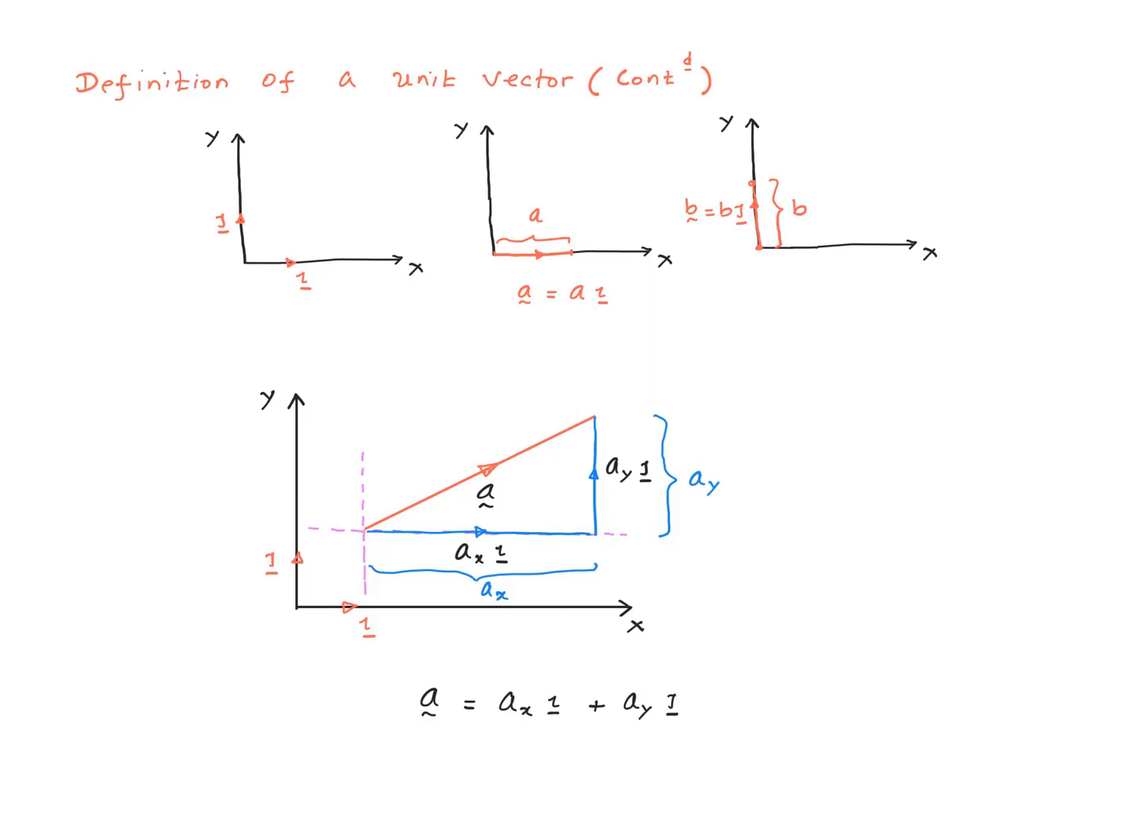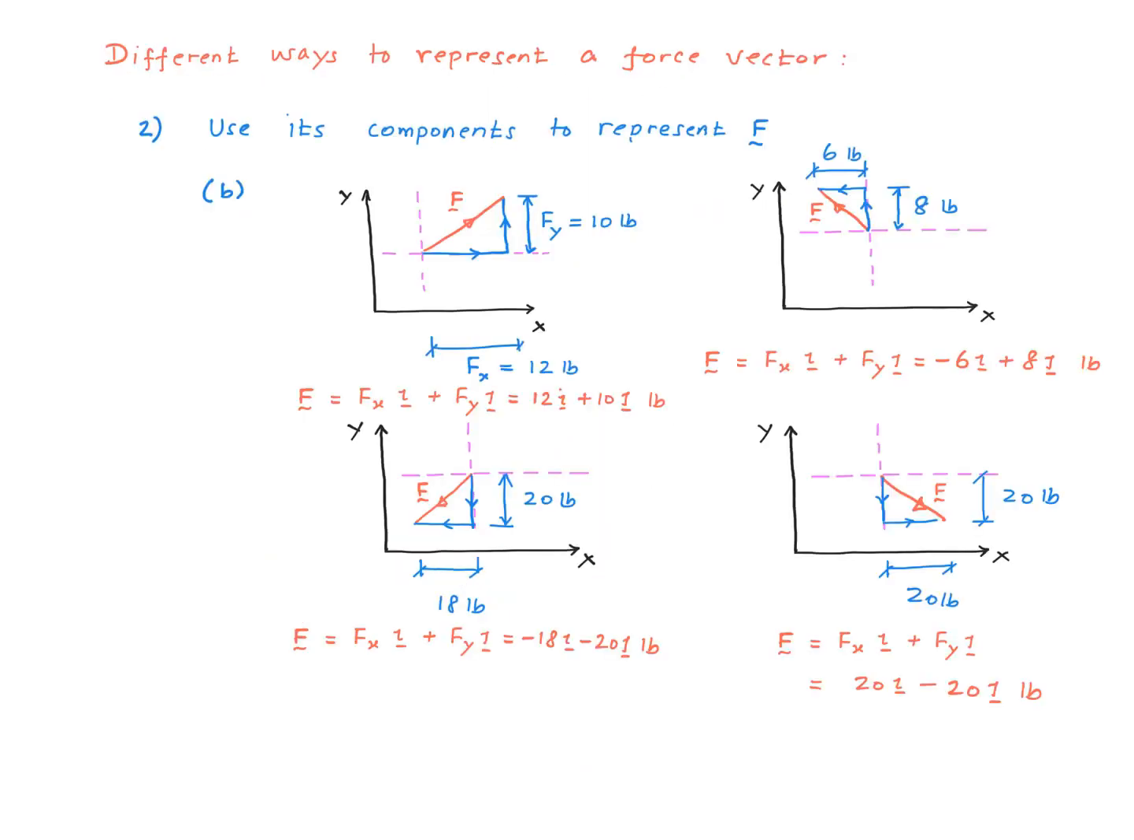The vector A can be then represented by the sum of these two vectors. So vector A equals ax times i plus ay times j. So this is another way to write down a vector in its component form. Using the idea of this unit vector, we can take the four cases we considered in the earlier slide and represent the force vector F like these. For example, in the first case, the components are 12 pounds and 10 pounds in the x and y directions respectively, right? And therefore the vector F will be equal to 12i plus 10j pounds, right?